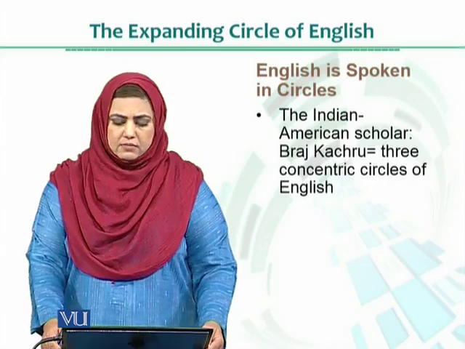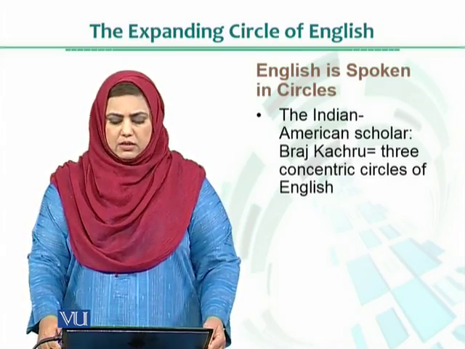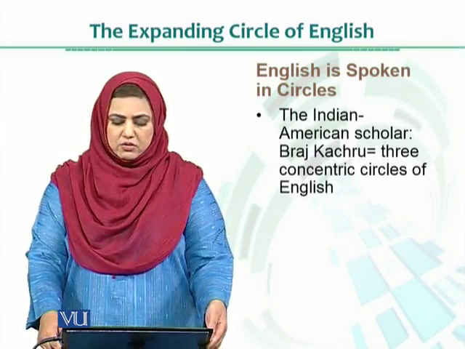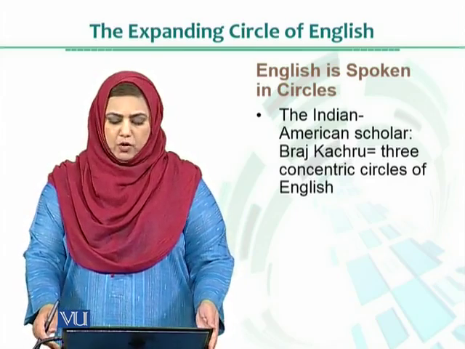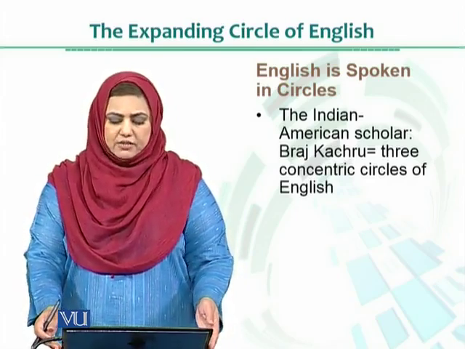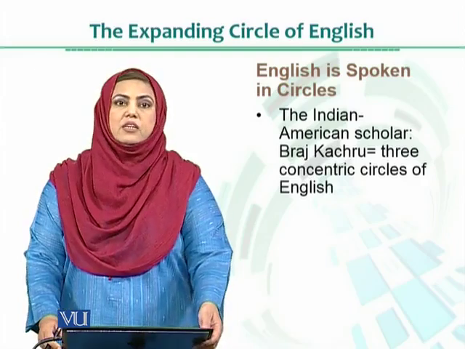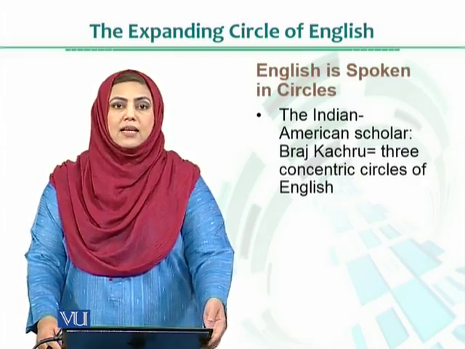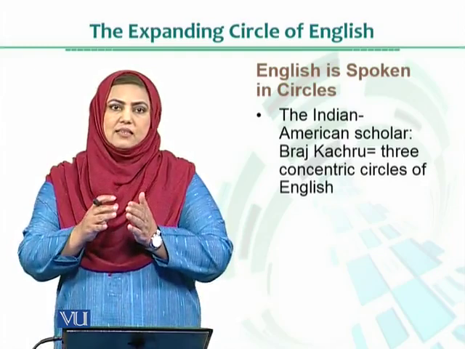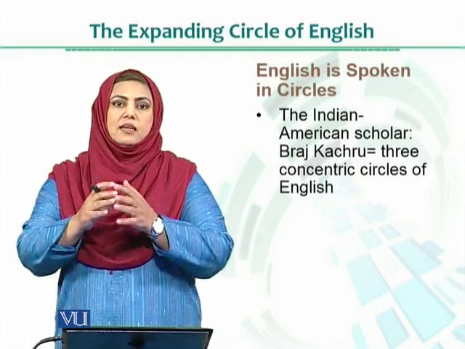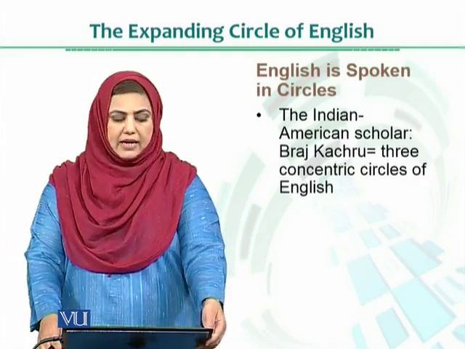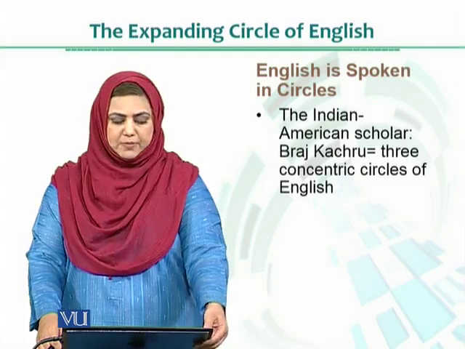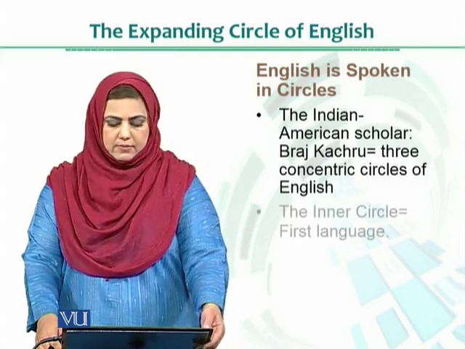In fact, this Indian-American scholar, whose full name is Braj Kachru, has given this model that has 3 concentric circles of English. Through these 3 circles, one inside the other and yet the third one inside it, he has given the whole idea of how English has expanded through the world.